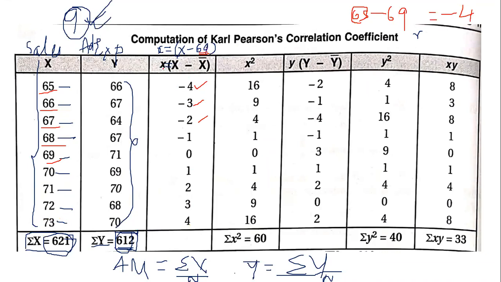Okay. So we found small x, which is nothing but deviations from the actual mean, that is x bar. Understood how to find deviations? Small x is equal to capital X minus x bar. Everybody understood till here?